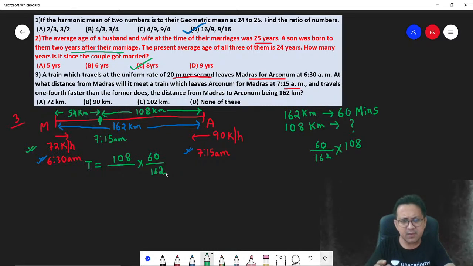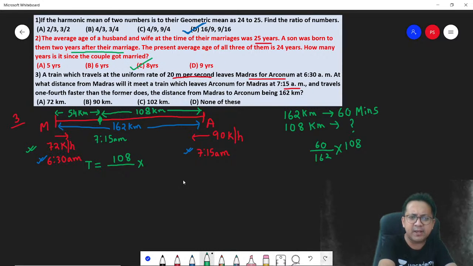Correct? Yes? Can you do this maths and calculate? If you don't multiply by 60, that is also fine. If you don't multiply by 60, you will get your answer in hours. I think that is perfectly fine.